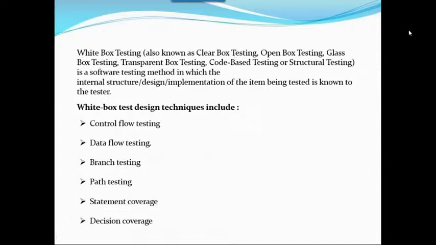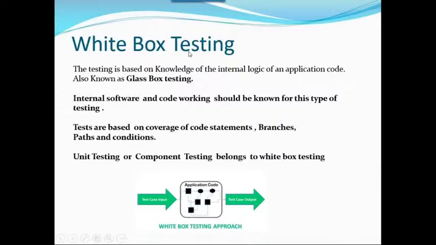Clear box means I'm able to see the code. Open box, I'm able to see the code. Glass box, I'm able to see the code. Transparent box means I'm able to see the code. So there are many names. You need to remember only one point: white box testing is done by the developer. At least before they send it to the QA, they need to check whether my code is working properly or not. Okay, is it clear?